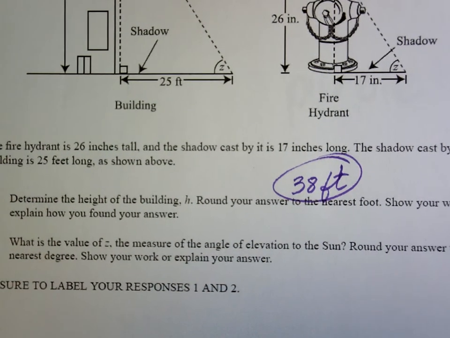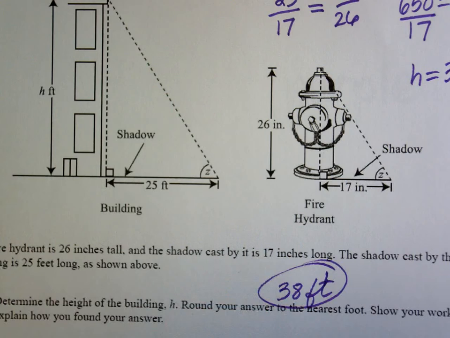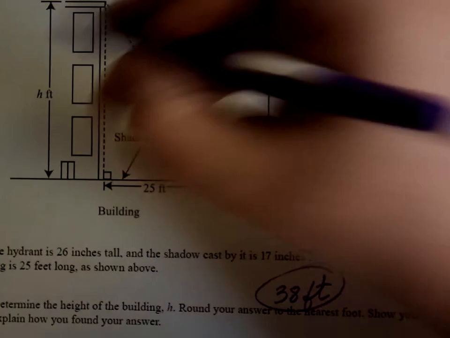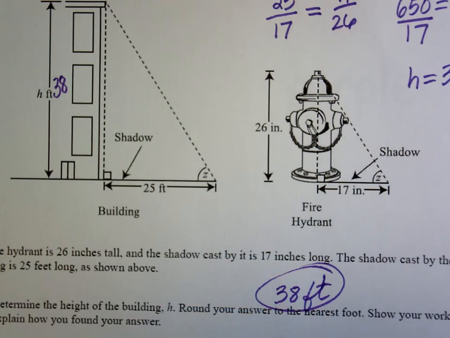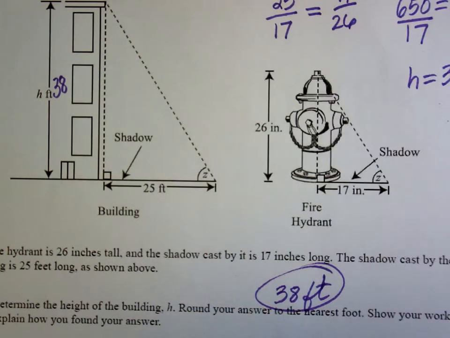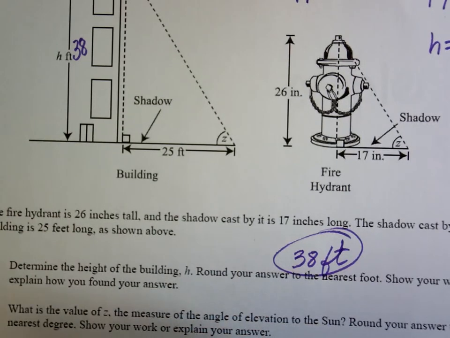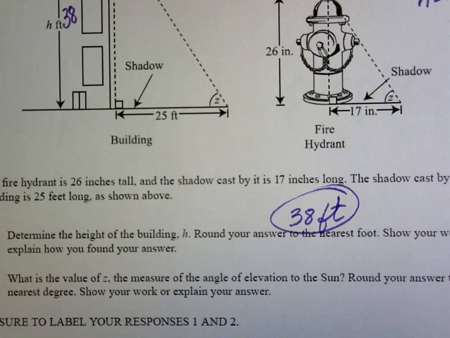The next part says, what is the value of z? If these two triangles are similar, remember we said z has to be the same. So if we know that this is 38, we can really use either triangle to find z. I'm going to use the one on the left. I don't know why. I just feel like it. If you use the one on the right, your answer might be slightly different from mine because that 38 is rounded. But I'm going to use the bigger triangle.